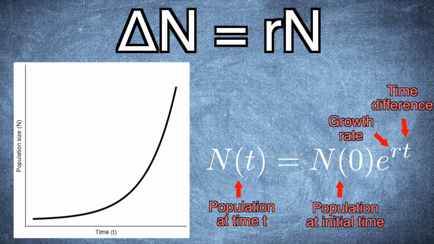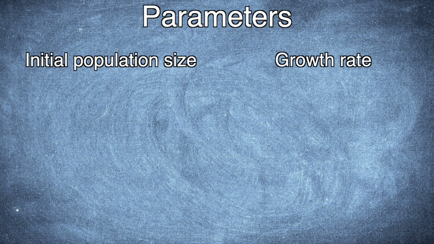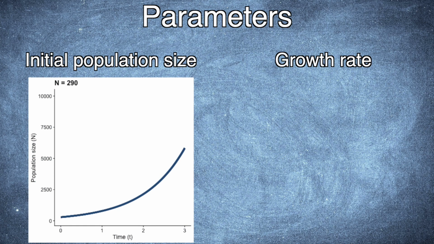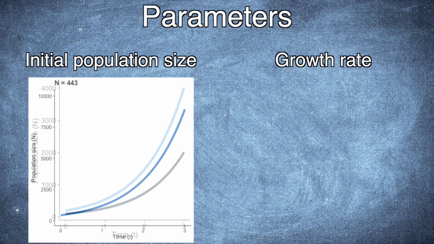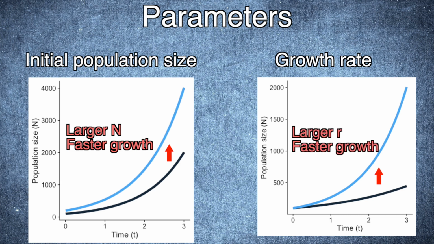We can play around with the values of the inputs in this model. These are the population at time 0 and the growth rate. We can see if we start with a larger population, unsurprisingly it grows faster than a smaller population. Similarly, if we choose a larger value of r, the population grows faster, and if we choose a smaller value, it grows slower.